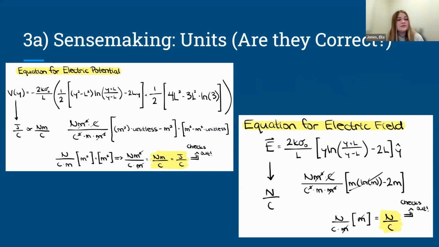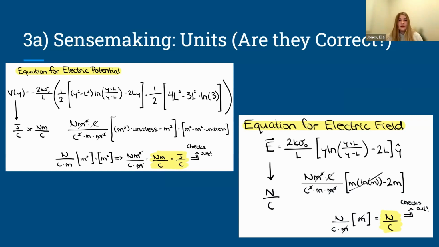If you plug everything into the equation for the voltage, which is a big mess, a lot of it is going to be unitless because of the ln values. What you end up getting checks out to newtons over coulombs times meters squared. It all cancels, and you end up with newton meters per coulomb, which does make sense because voltage is joules per coulomb.